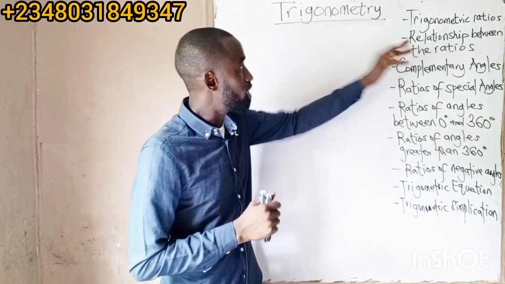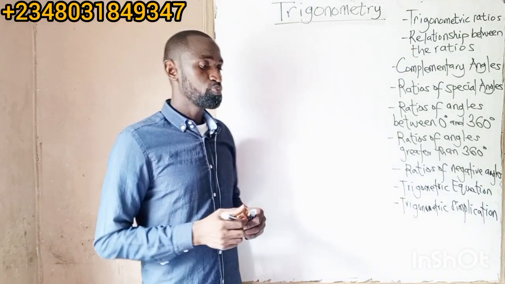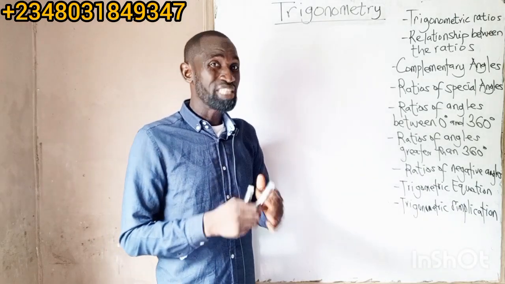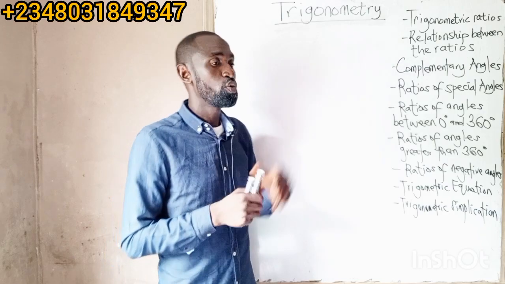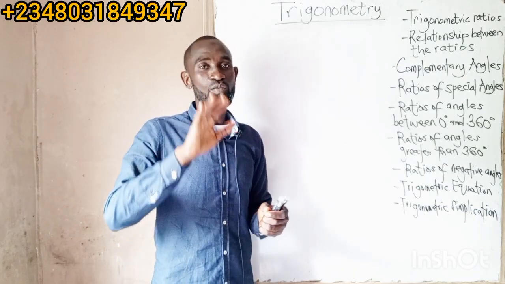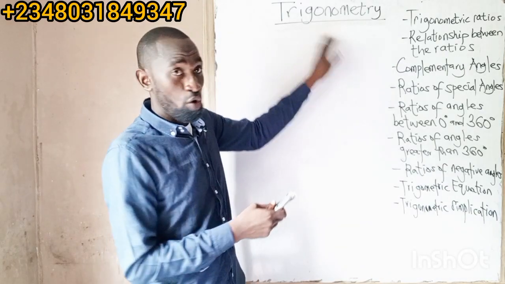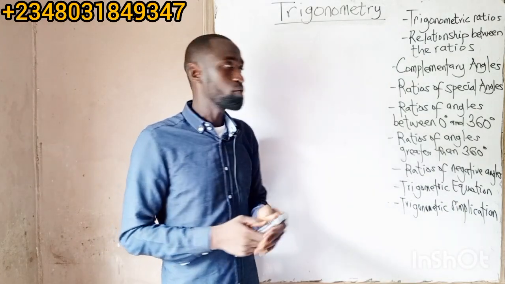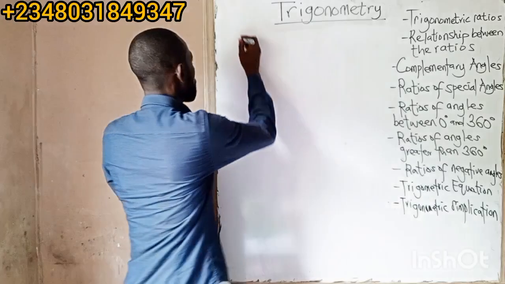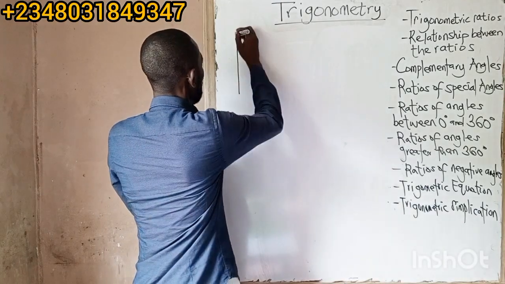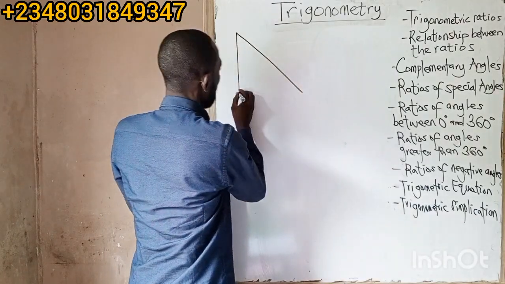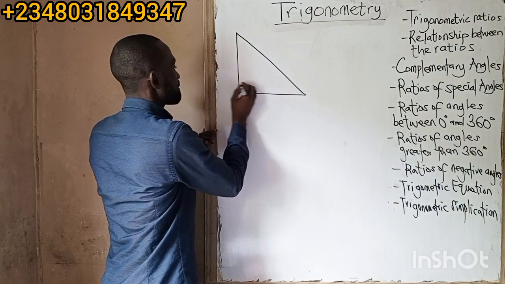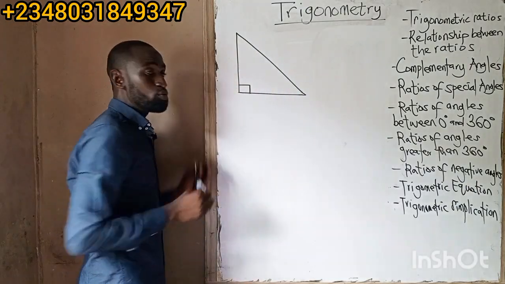So the first one is trigonometry ratios. Now, suppose we are given a right angle triangle. What we are going to be dealing with in this video is a right angle triangle. Under this part of trigonometry, we are going to be dealing with a right angle triangle. So suppose I'm giving a right angle triangle like this. This part is angle 90.